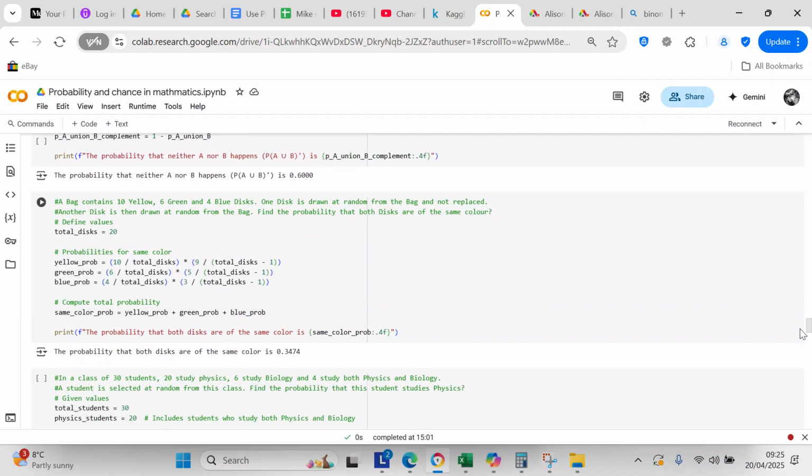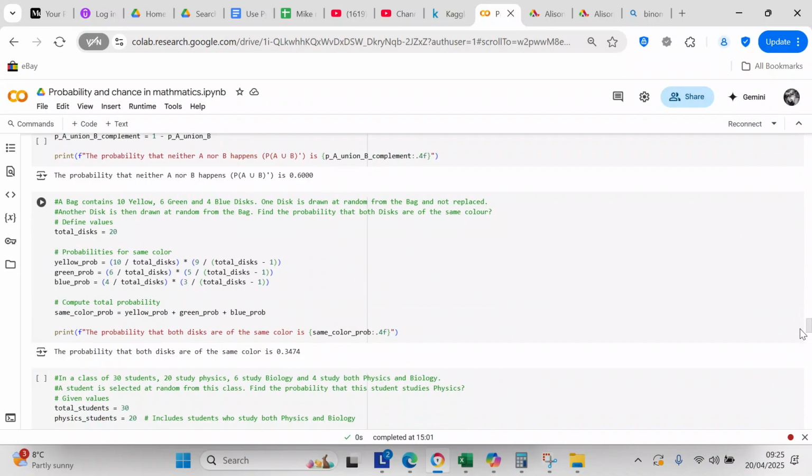So we have the next question. A bag contains 10 yellow, 6 green, and 4 blue discs. One disc is drawn at random from the bag and not replaced. Another disc is then drawn at random from the bag. Find the probability that both discs are of the same color.